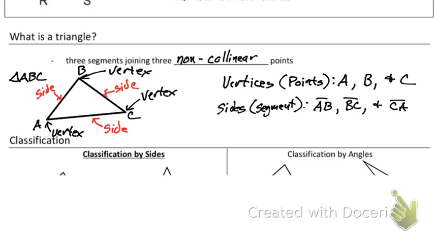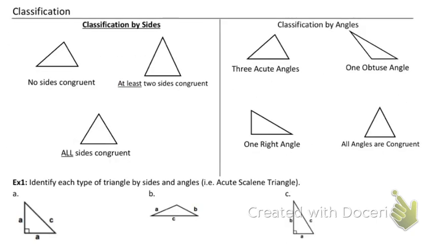All right, we have two different methods to classify triangles. We can classify it by specific information about its sides, and we can classify it by specific information about its angles. Let's do sides first. Our first one is no sides are congruent. That means there's nothing that's congruent on here. That is going to be called a scalene triangle. No sides congruent is a scalene triangle.